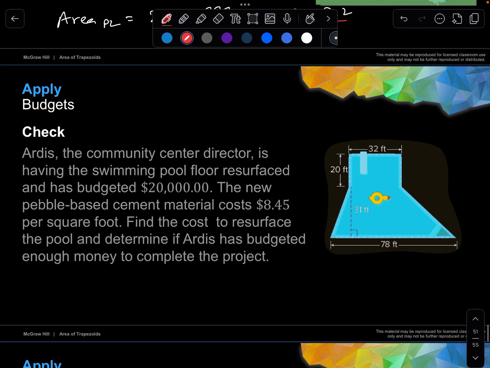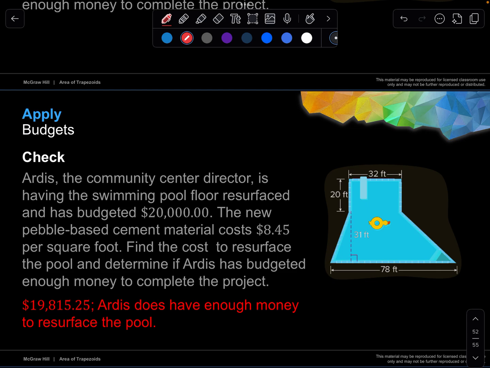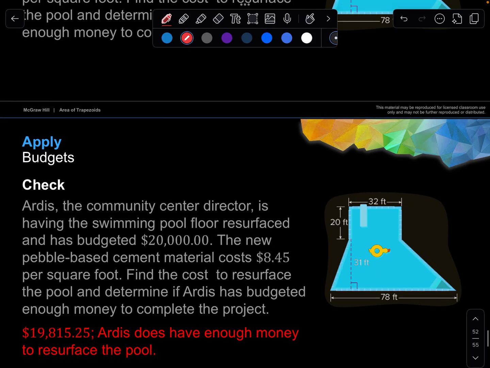All right, I want you to pause this right here and do this check problem on your own. And the solution here is given over here. And then we have the exit ticket, which I'll post on the Google Classroom.